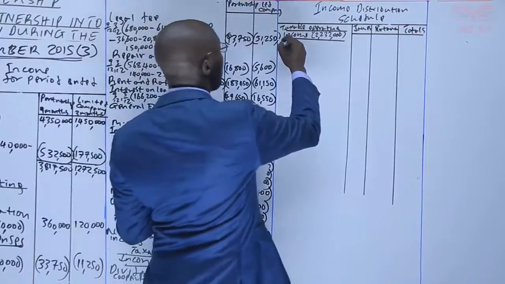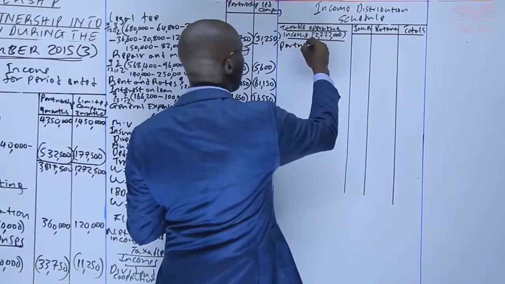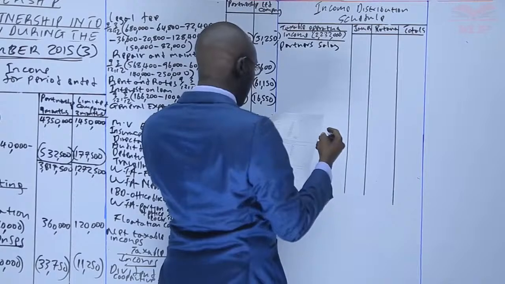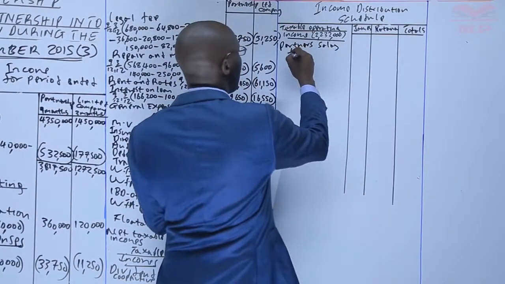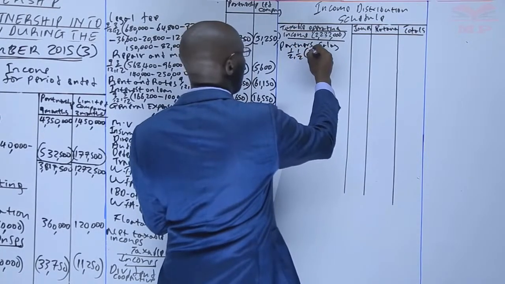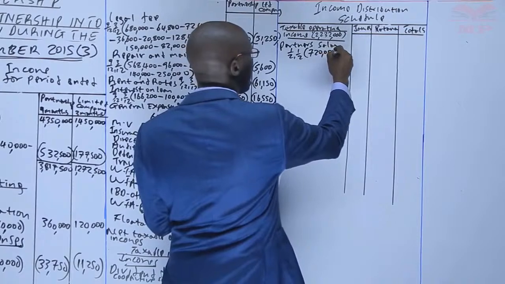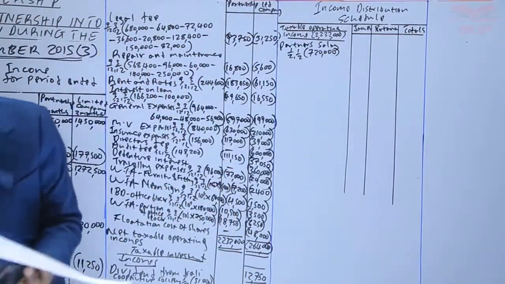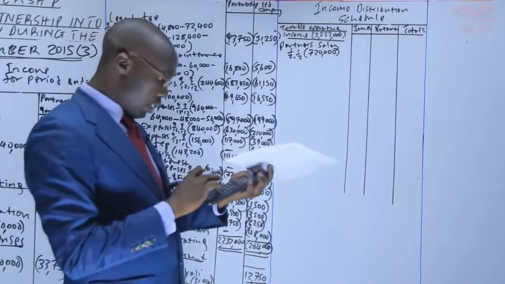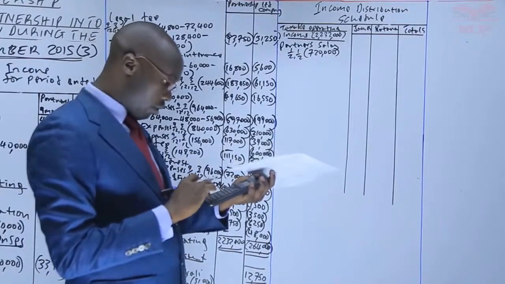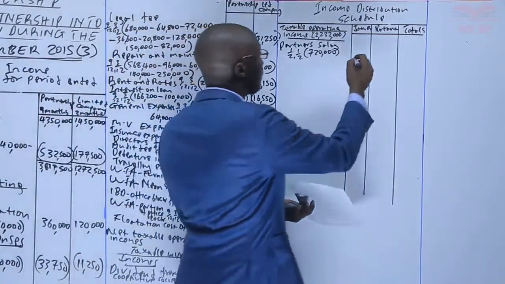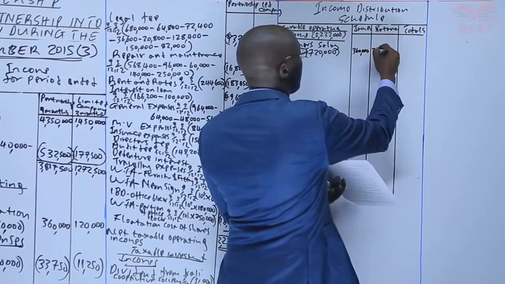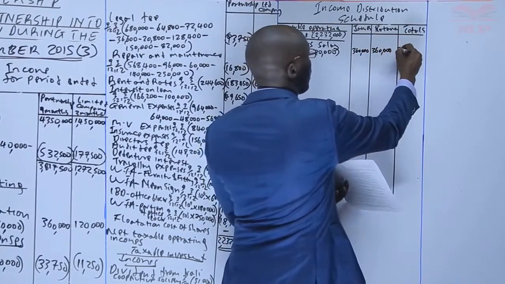So we'll come here and say partner salary. The amount is 720, and then we share equally, half of 720. That is 720 divided by 2, that is 360, 360, 720.